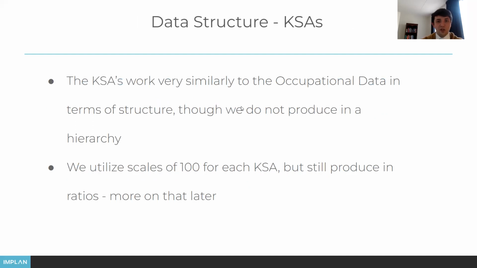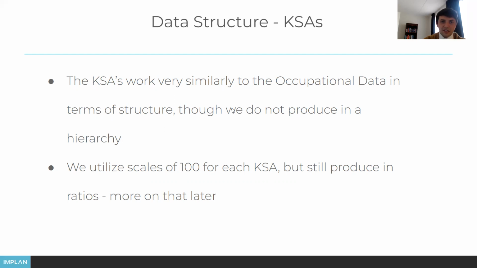So really similar to the occupation data, KSA basically behaves the exact same in terms of structure, though they don't have a hierarchy with multiple groups. We once again produce ratios for this data, but when they're displayed in IMPLAN, we use a scale of 100 for each KSA instead of a scale of 1. They come in a scale of 1 in our database, but we convert them to a 100 scale system later. And I'll touch on the reasons why we do that in just a bit.